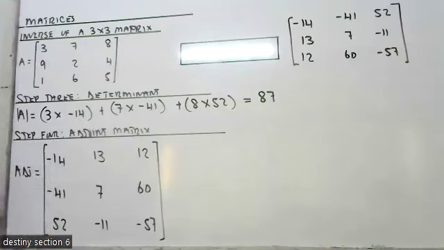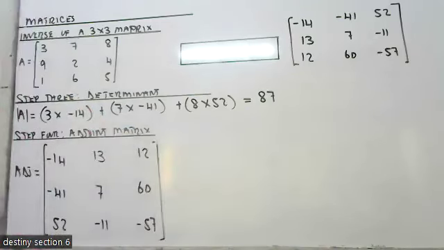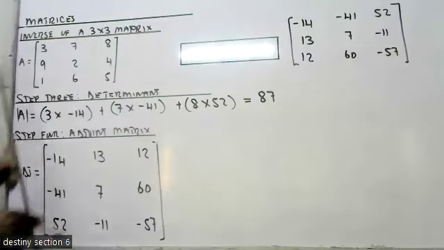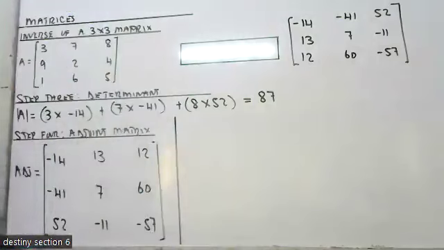The adjoint matrix. You simply transpose the cofactor matrix. And remember, transpose means we interchange rows and columns.